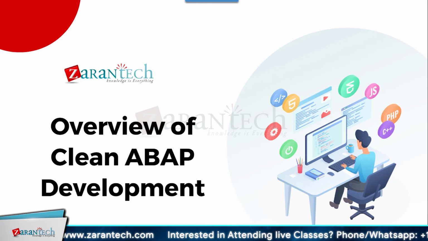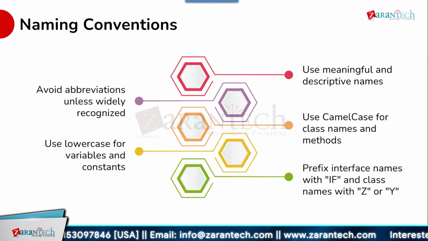Now moving to our next agenda pointer, let's take an overview of Clean ABAP development. Clean ABAP basically simplifies coding by promoting clear, consistent and maintainable code in SAP applications. This approach mainly focuses on readability, best practices, and efficiency, making development faster and easier in the long run for others. Okay. So now, have you ever wondered why some code is instantly readable while other code feels a bit puzzling?